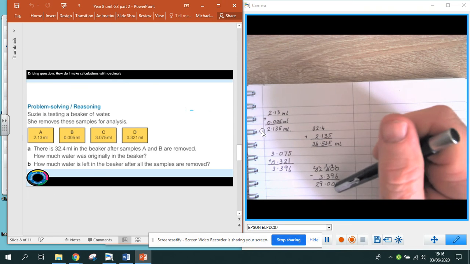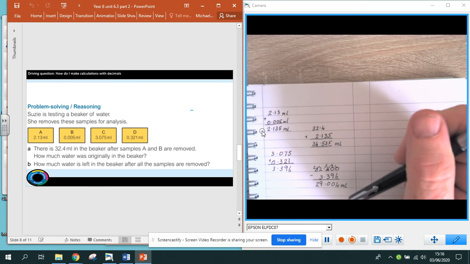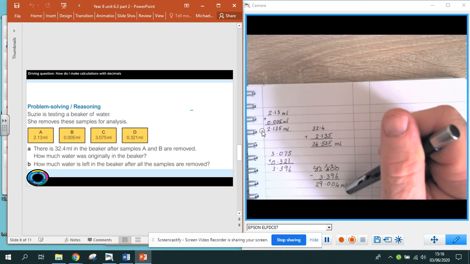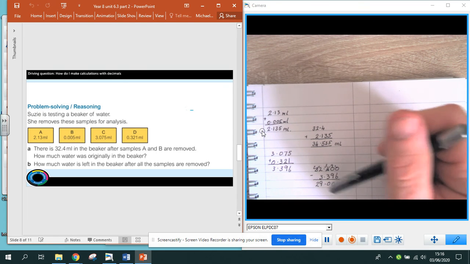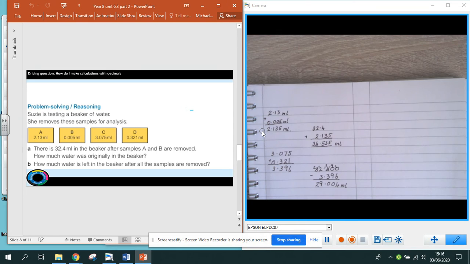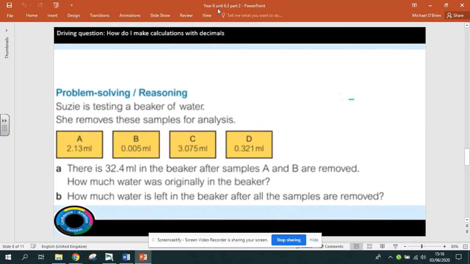I added those two together and removed it from 32.4, which left me with 29.004 millilitres at the end. So that's how much water was left in at the end. Okay, if you need to do any corrections, please do so now. Otherwise, keep up. We keep on with the lesson.